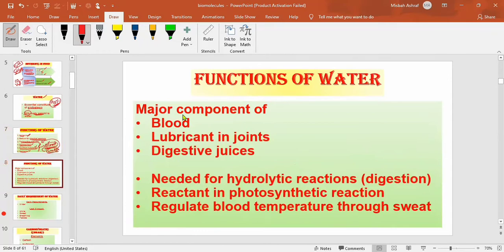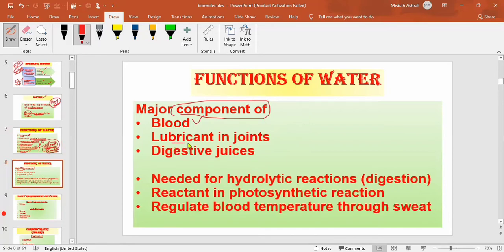Next, it's also the major component of the blood. Component means that it's a part of the blood. It is present in blood. Blood contains 55% plasma, the liquid part, and in plasma there is 90% water present.